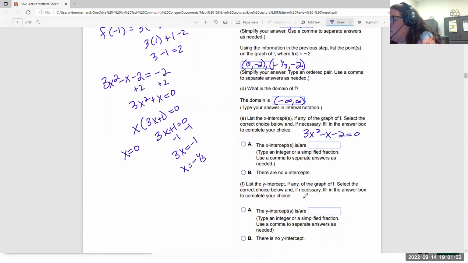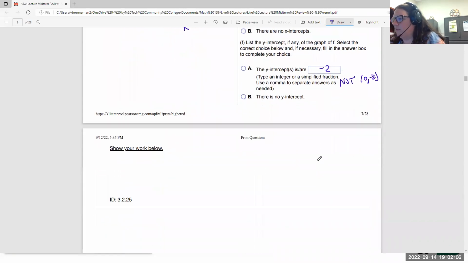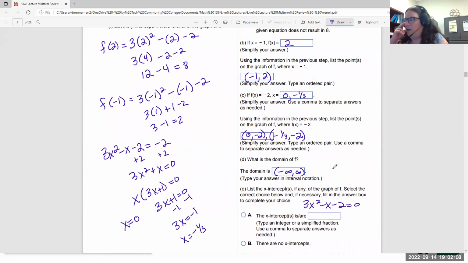For the y-intercepts, you just plug in 0 for x, and it's going to come out to -2. But notice we're not putting ordered pairs, because it didn't ask for ordered pairs. But that's a slightly abbreviated question.